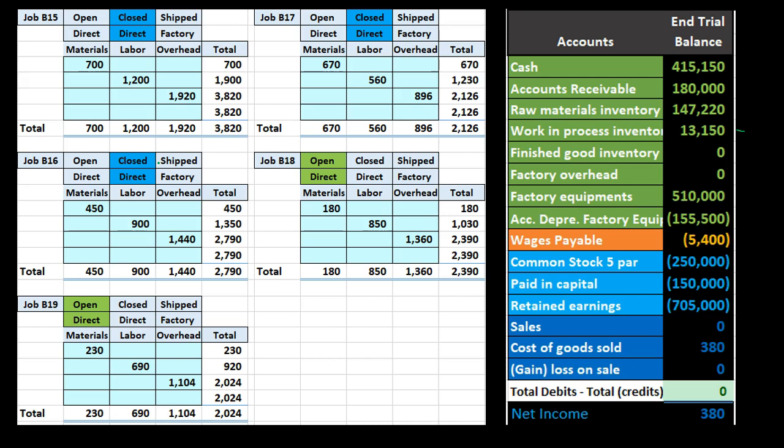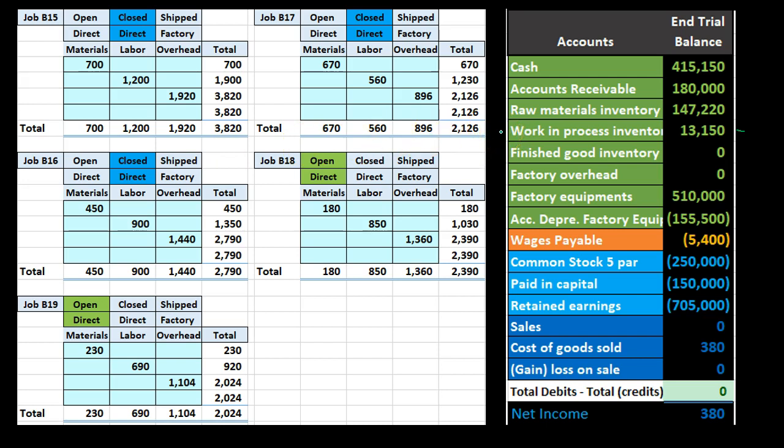They still have a job cost sheet. The job cost sheet looks much the same, but it's done. We're no longer working on it. We're no longer adding more material, labor, and overhead costs to it because it has been completed. Whereas these two jobs, B18 and B19, are still open. So what we need to do then is make a journal entry for that transaction to move this to here.